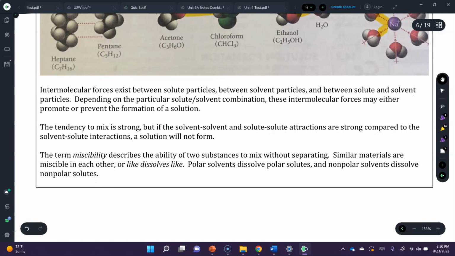Intermolecular forces exist between solute particles, between solvent particles, and between solute and solvent particles. Depending on the particular solute or solvent combination, these intermolecular forces may either promote or prevent the formation of a solution. The tendency to mix is strong, but if the solvent-to-solvent and solute-to-solute attractions are strong compared to the solute-solvent, a solution will not form. So if solvent-solvent and solute-solute attractions are strong compared to solute-solvent, we do not have anything that dissolves. So that's what that means.